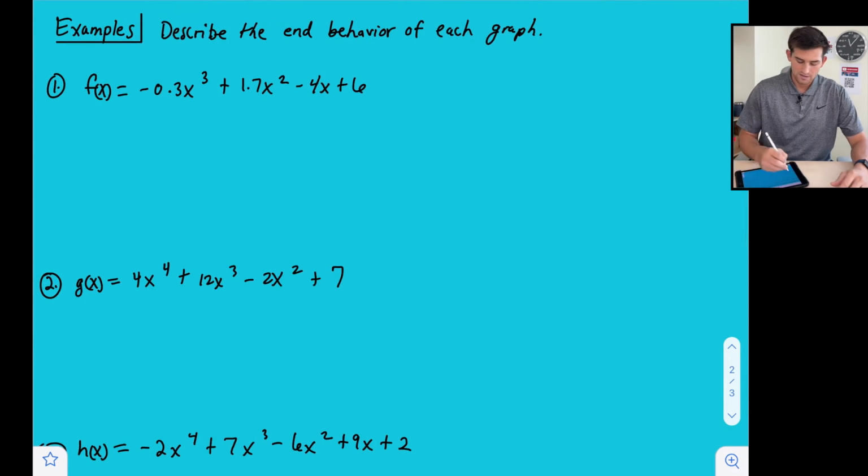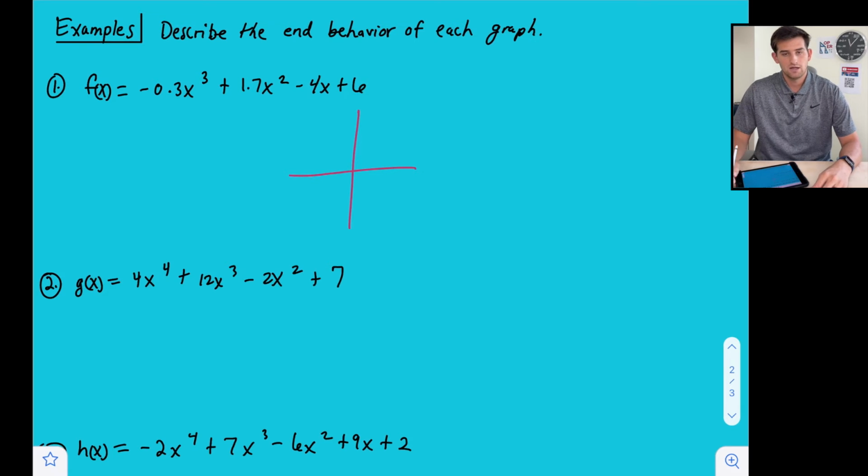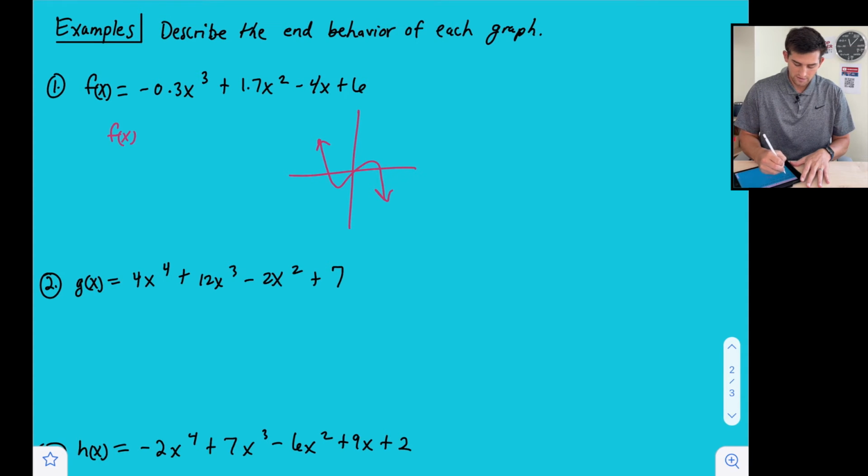So the first one that we see, we have a negative leading coefficient and an odd degree. So the first thing I'm going to do is just sketch this graph. Okay, so there's my x and y axis, and we have a negative leading coefficient and an odd degree. So my graph is going to look something like this, right? So now I know I'm looking at the end behavior. So let's say f of x approaches, that's what that arrow means.